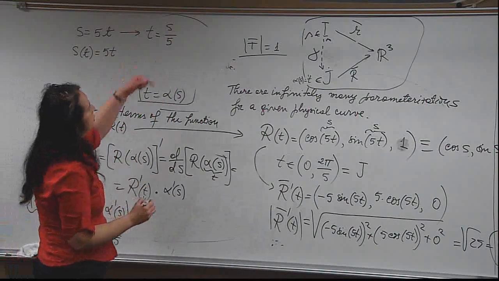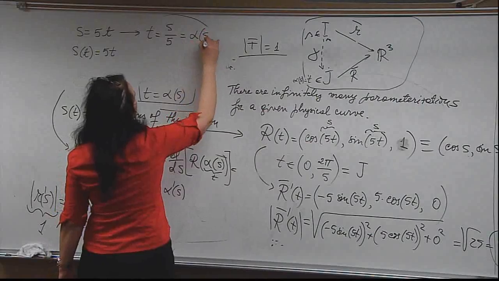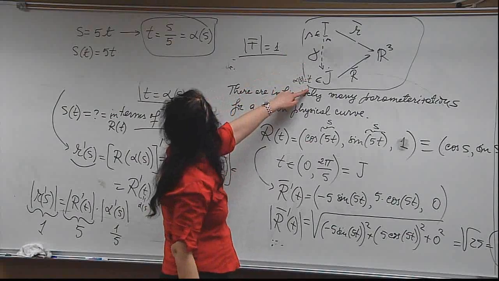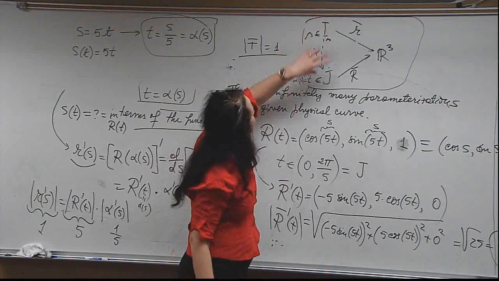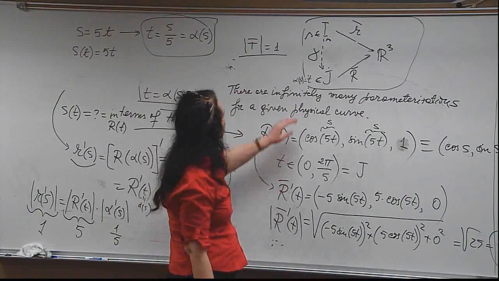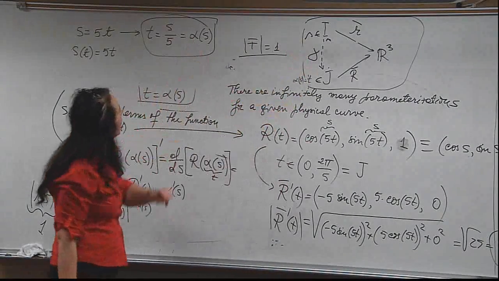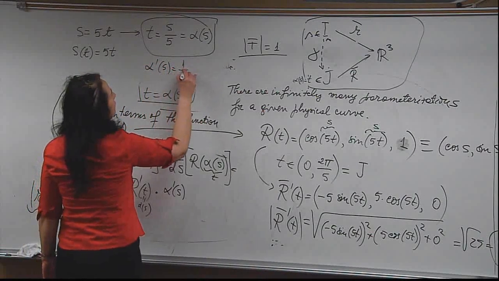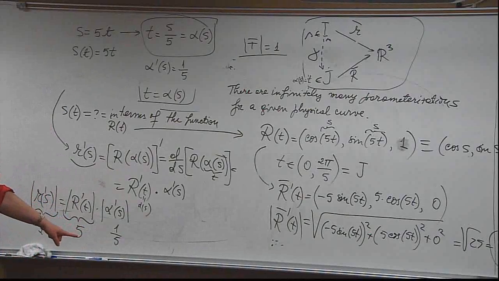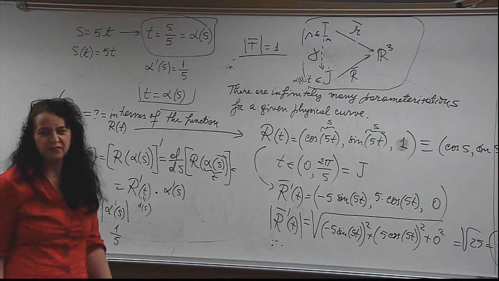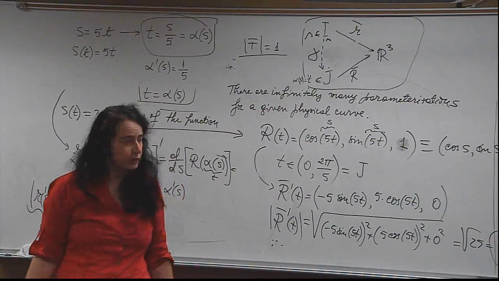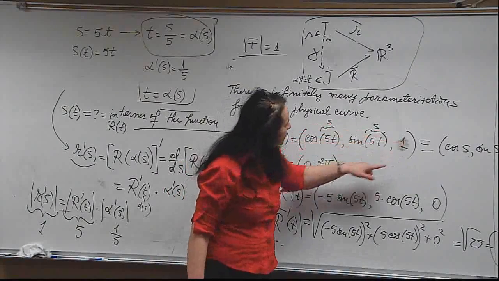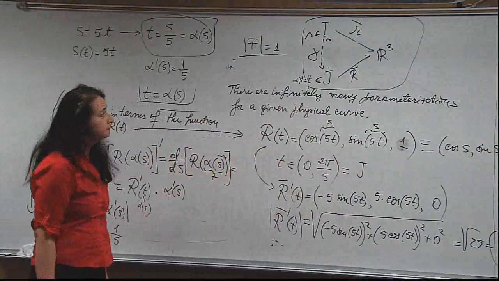So instead of t of s, we call this alpha of s, right? So the correspondence between s and t, what is t? t is exactly s over 5 in this example. So alpha of s would be s over 5. In this case, alpha prime of s would simply be 1 over 5. Oh, so that's how I got it. That's another way to get it. Much faster, much simpler. So just think of replacing 5t by s, knowing that if you put s here, the whole thing will have speed 1.